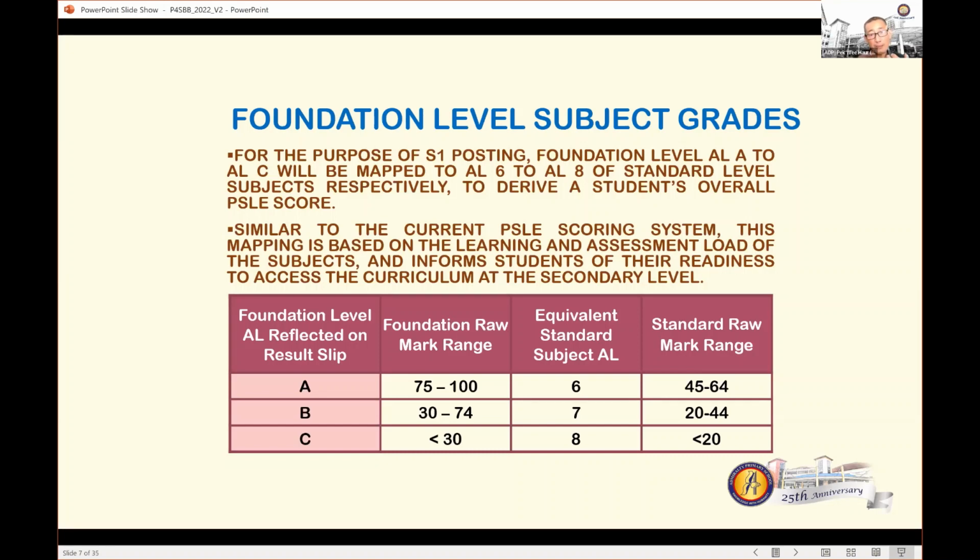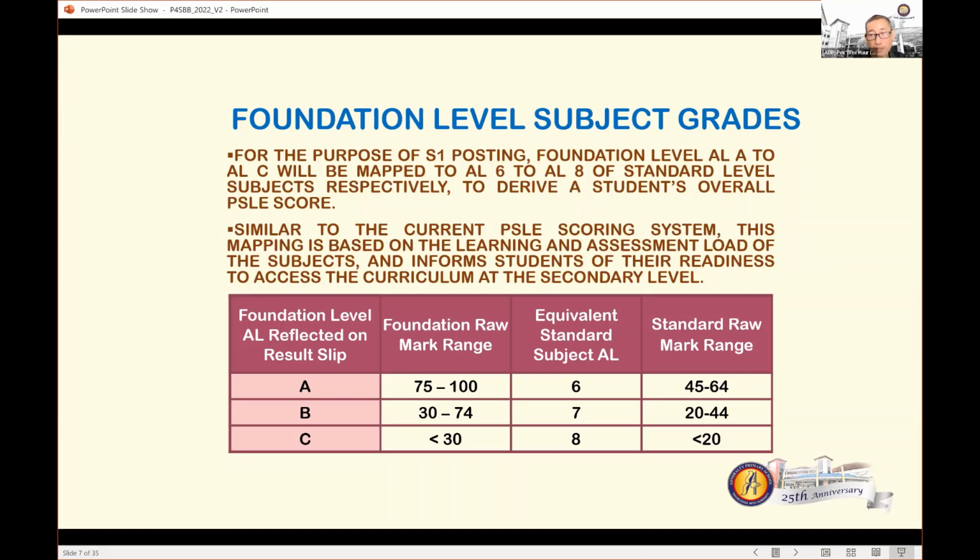So definitely, foundation subject is not like an easy way out. And foundation subject, even though the child can obtain a higher score, it doesn't necessarily translate to a better AL score because of this conversion that is happening here.